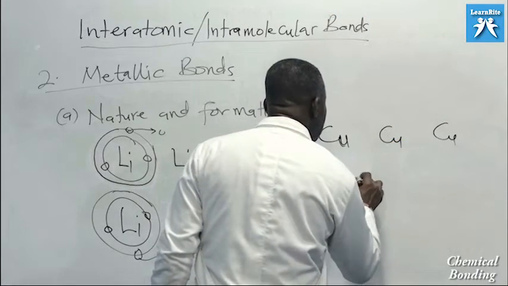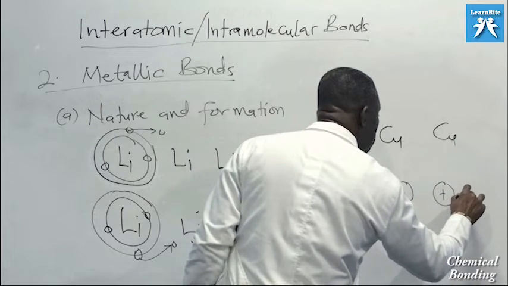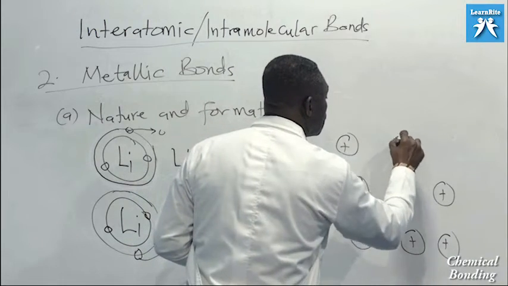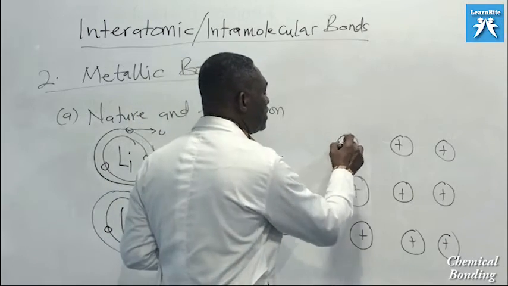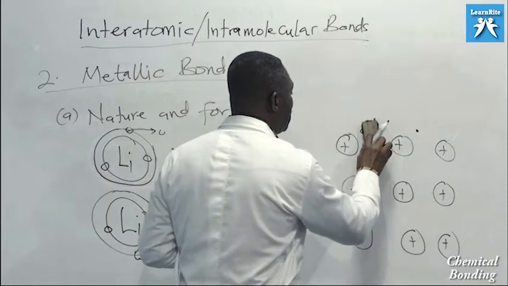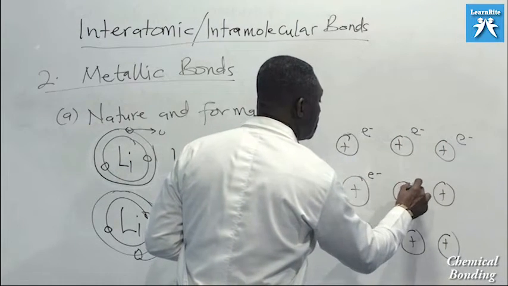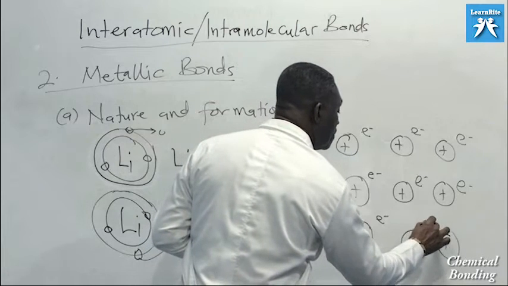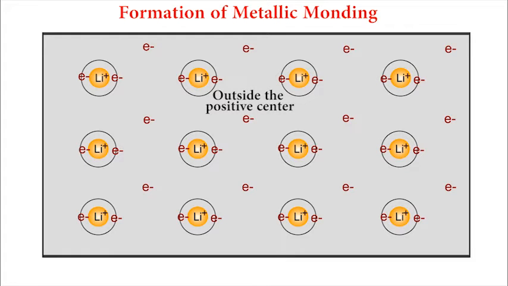So how did I get a positive center? Because the atom's electron, in the case of lithium for instance, left the valence shell. This has become the inner shell. So that electron is hovering around here. Let me use negative so that we understand it. So the electrons will leave the atom's shell and be outside the positive center of the metal.